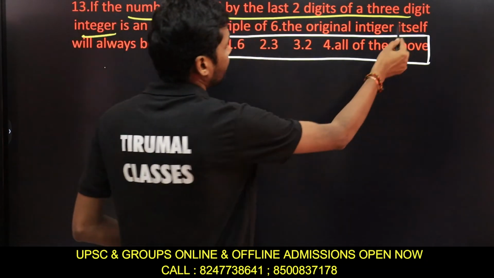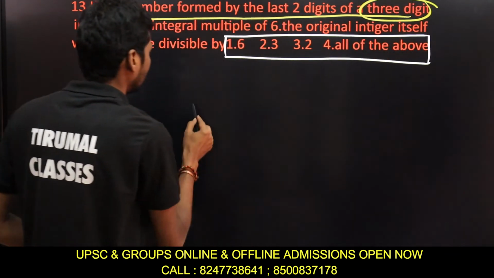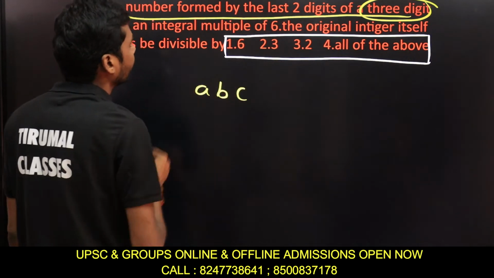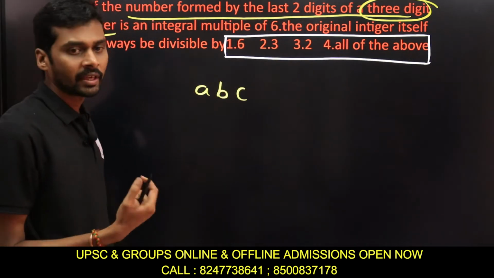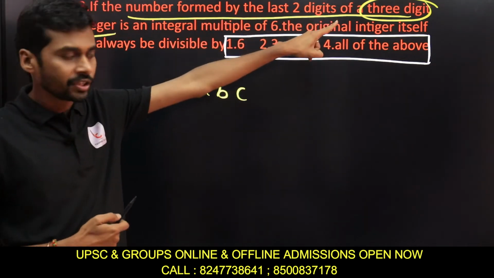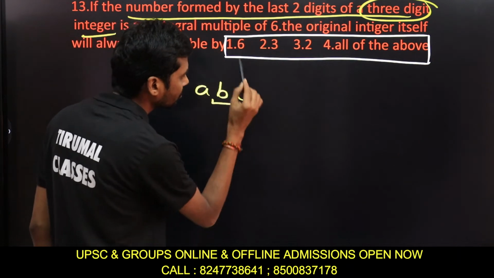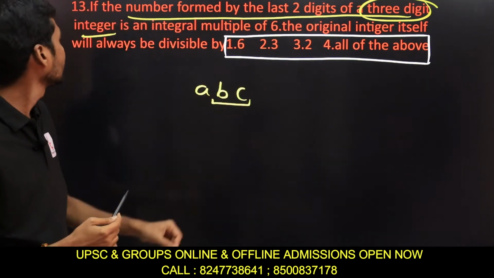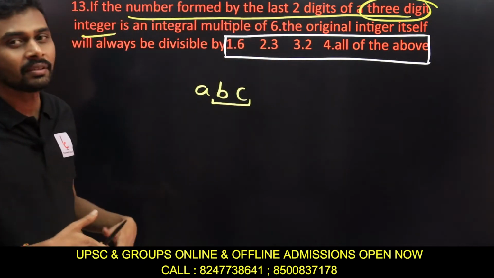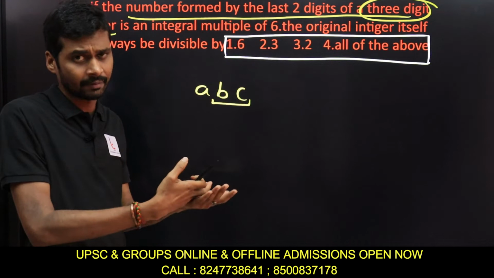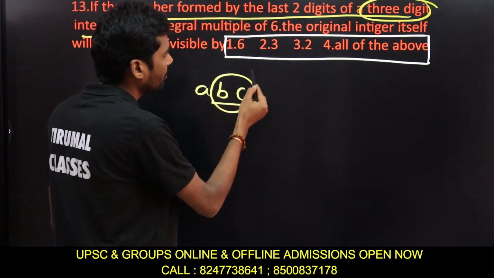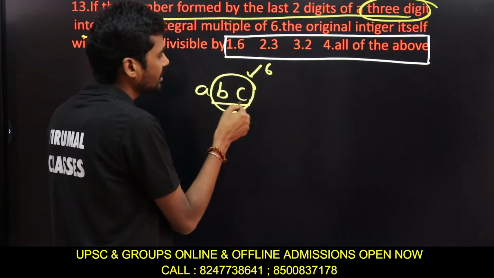For a 3-digit number, suppose you take the 3-digit number as ABC. I'm just assuming a 3-digit number, ABC. The number formed by the last two digits, what are the last two digits? B and C, is an integral multiple of 6. Integral multiple is just integer multiple, which is 1, 2. So which means what? This BC number is what? Last two digits means BC only.